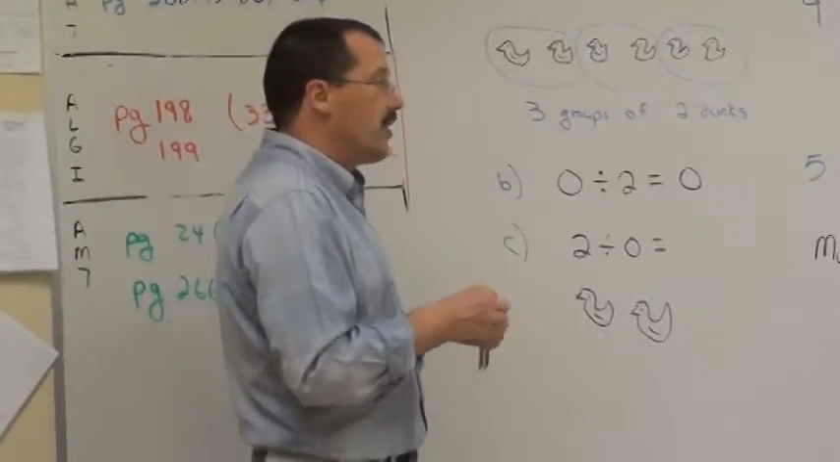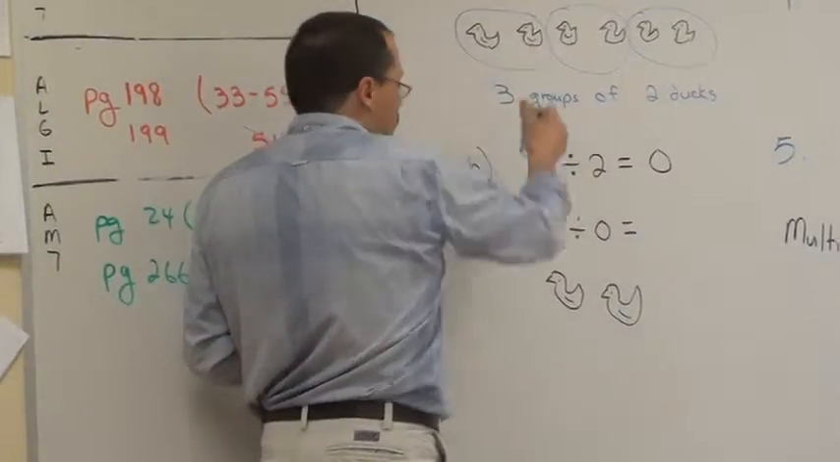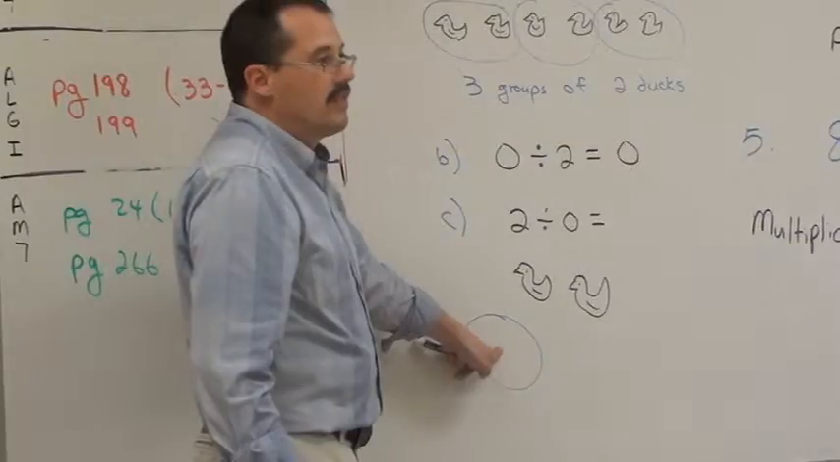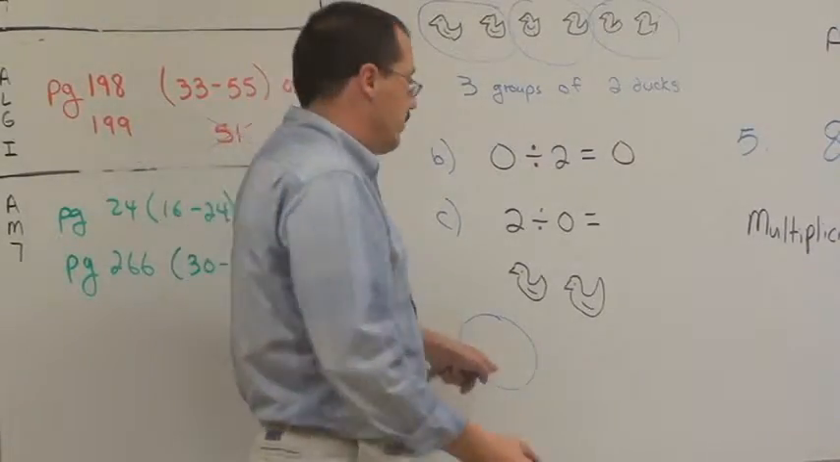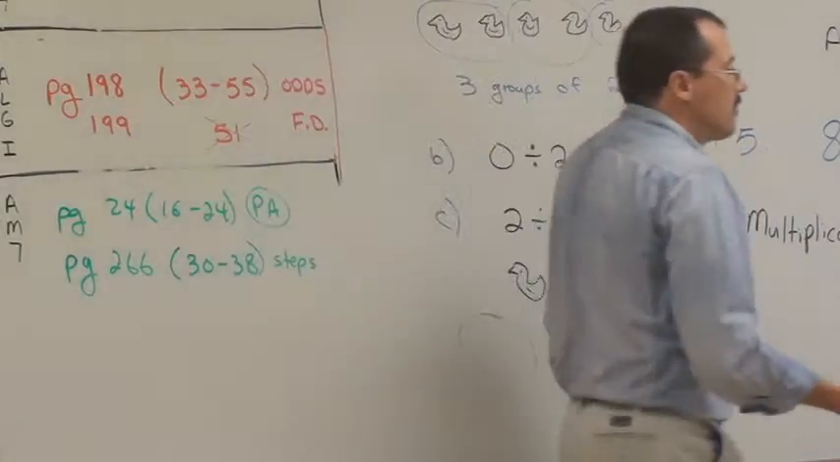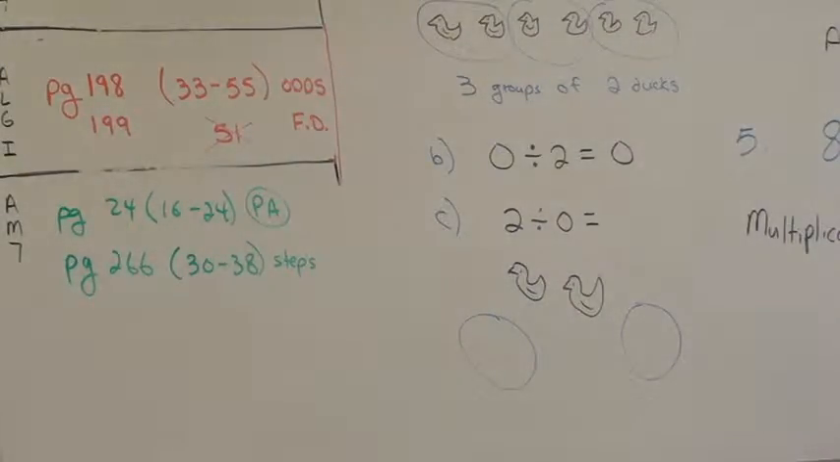Okay, good. Now I'm supposed to put this into groups of 0. So I'm going to start doing it. Remember how I circled up here? I'm going to circle. There's a group of 0. Okay, so I did that right. There's a group of 0. There's a group of 0. Now here's my question. When will I get done putting those 2 ducks into groups of 0?